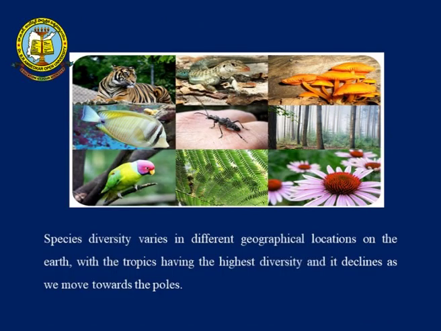So, the species diversity varies in different geographical locations on the earth, with the tropics having the highest diversity, and it is declining as we move towards the pole. Now, why do you think we have more species in the tropics? The tropics have proper rainforests, proper vegetation, and proper protection for the animals, so they can dwell and reproduce in large numbers. So, you find a large number of species in the tropical region.